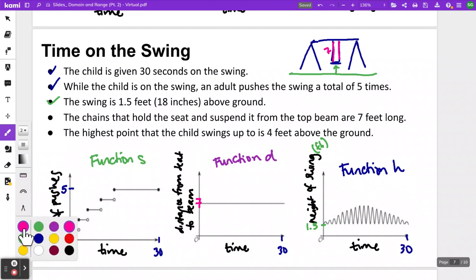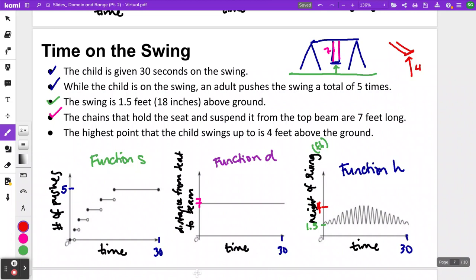I'm going to keep doing it in different colors. Oops. And so I used this. And so there's one bullet point left. The highest point that the child swings up to is 4 feet above the ground. So now I know when that swing goes up, the highest that swing is from the ground is 4 feet. Again, that's talking about the height of the swing. I know the highest point, so right here, if I track it over, is the number 4.